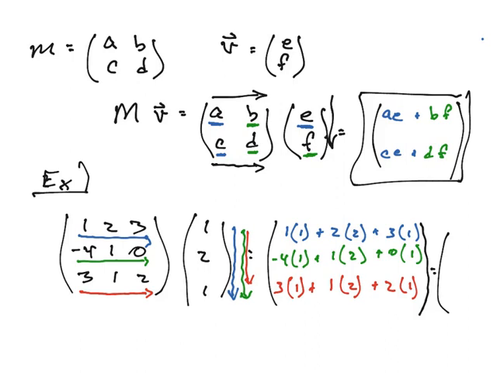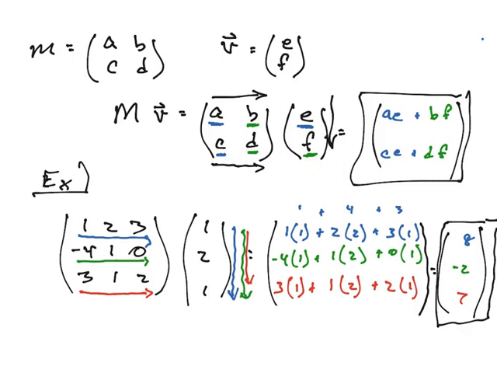Okay, I do all this adding and all of this multiplying. So the first element there: 1 times 1 is 1, plus 2 times 2 is 4, plus 3 times 1 is 3. So 1 plus 4 plus 3 is 8. The second element, negative 4 plus 2, that's negative 2, plus 0, so negative 2. And the last element, 3 plus 2 plus 2, so 3 plus 4 is 7. And there we go. There's the answer.